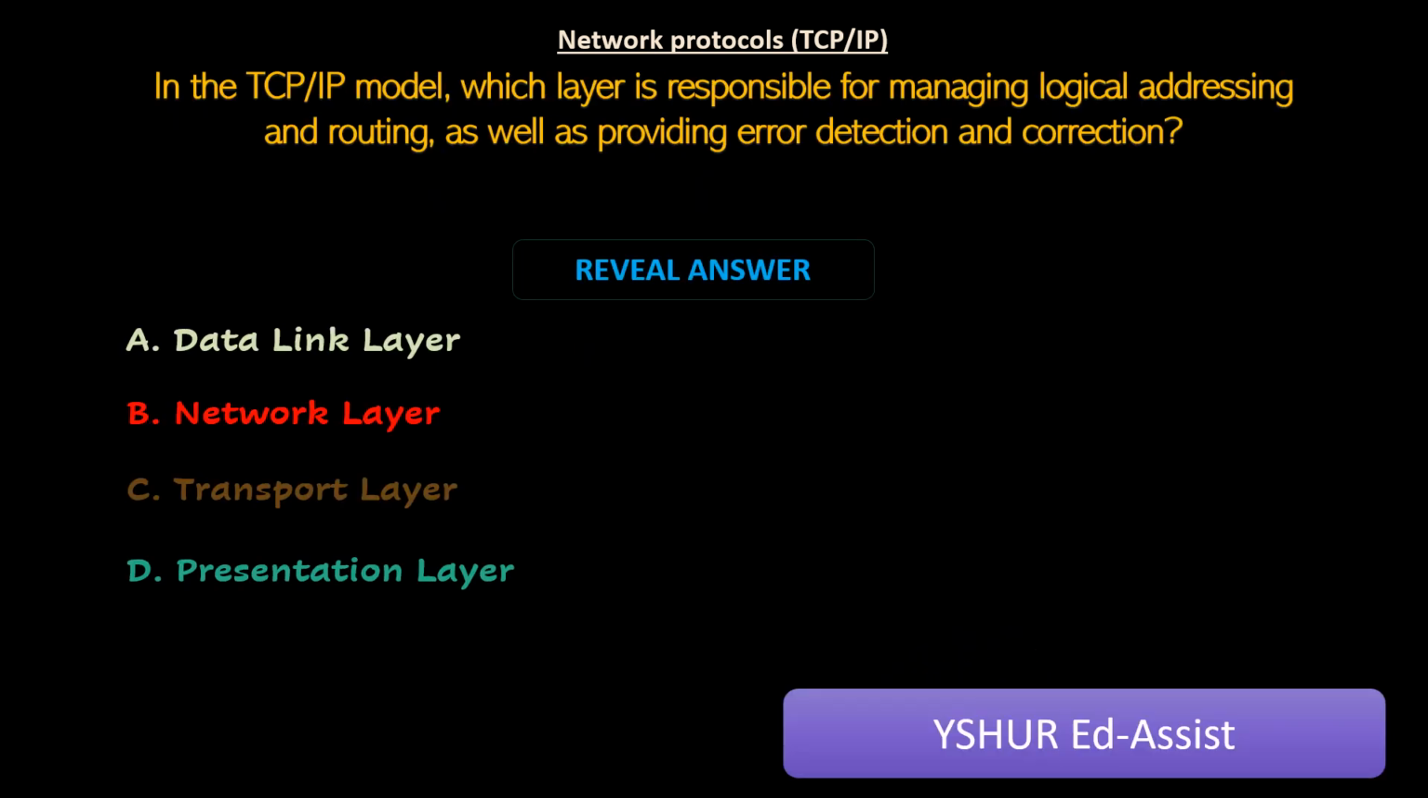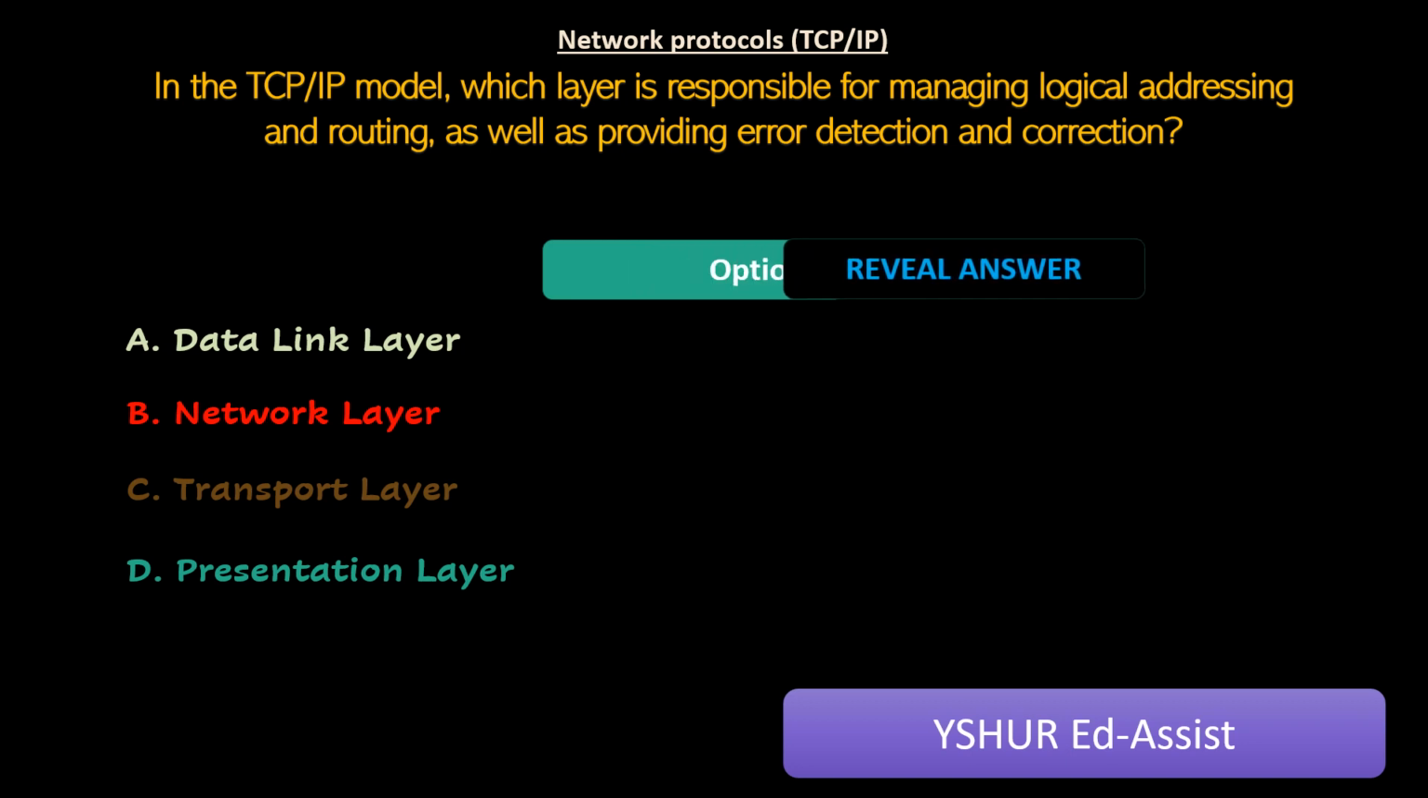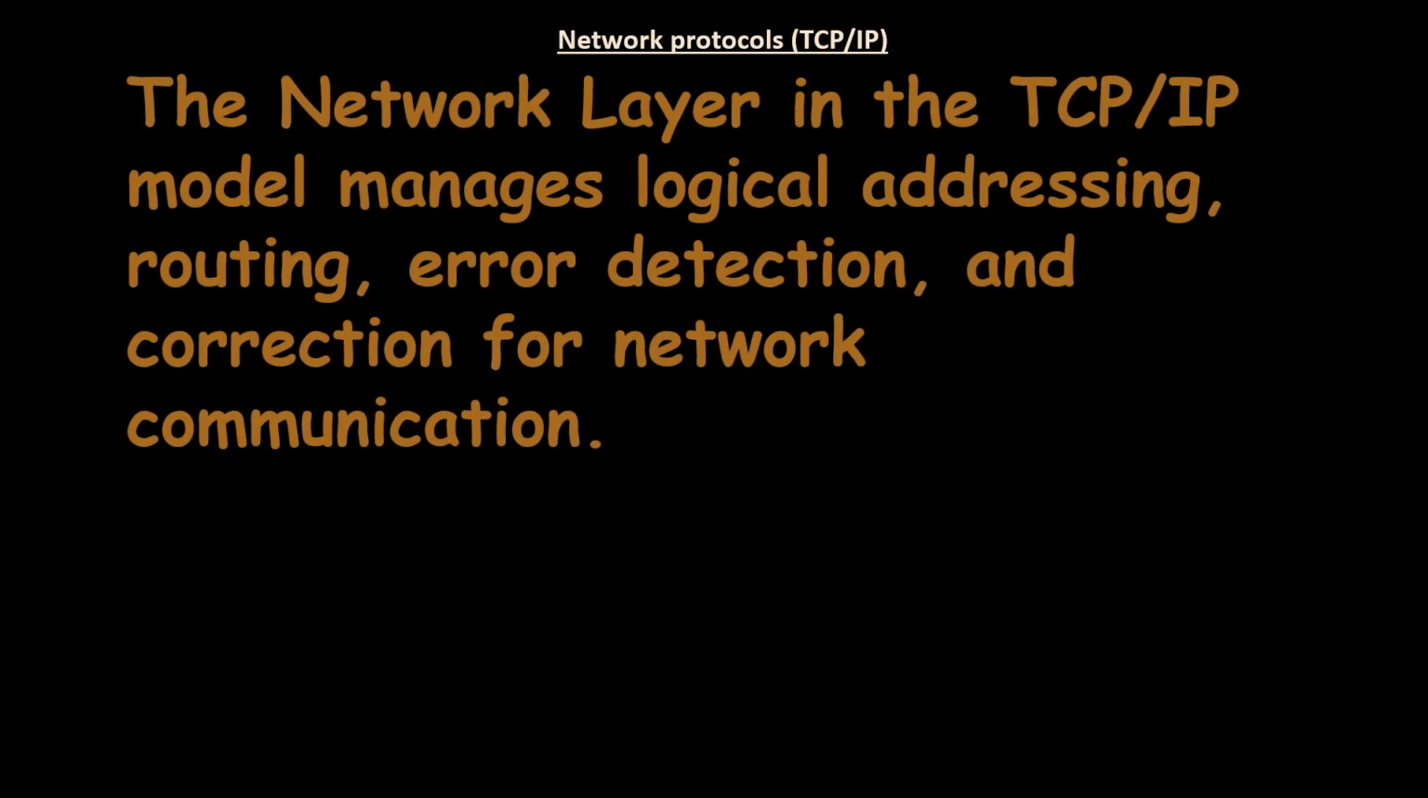In the TCP/IP model, which layer is responsible for managing logical addressing and routing, as well as providing error detection and correction? A. Data link layer. B. Network layer. C. Transport layer. D. Presentation layer. The network layer in the TCP/IP model manages logical addressing, routing, error detection, and correction for network communication.